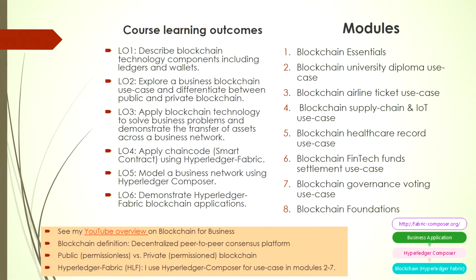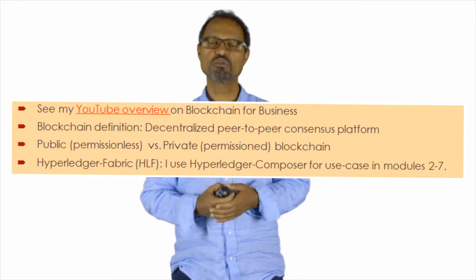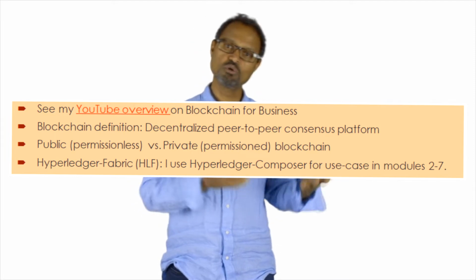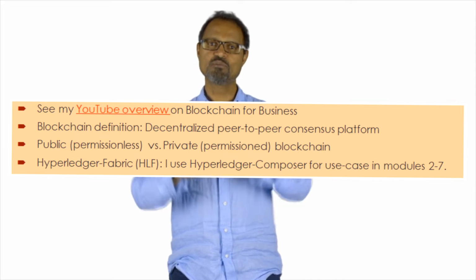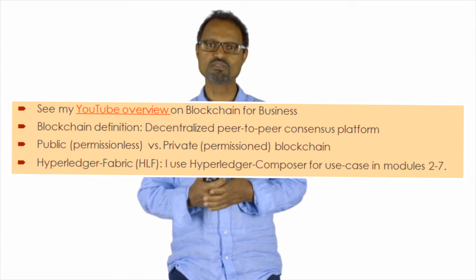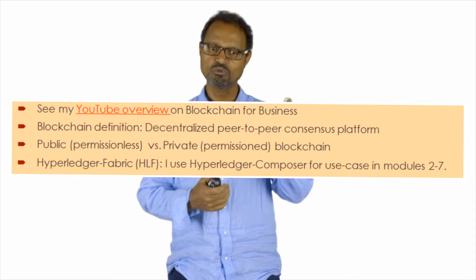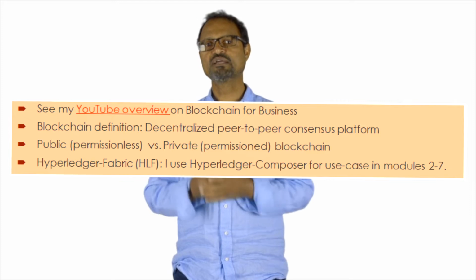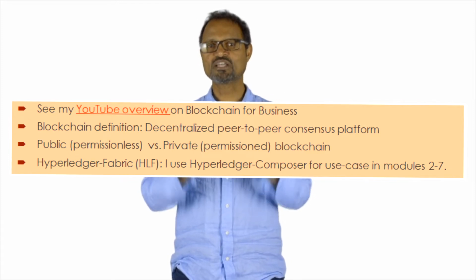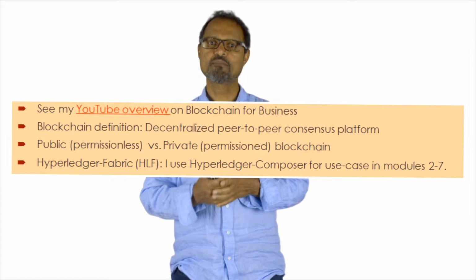In this class, we have the 6 course learning outcomes that you can see in here, and 8 modules that are also listed on the right side, as you can see. There's also a YouTube video I recorded that you can access by clicking on the link there. I gave a broader introduction about blockchain for business, a 9-minute YouTube video you can go see in the link that is provided there.